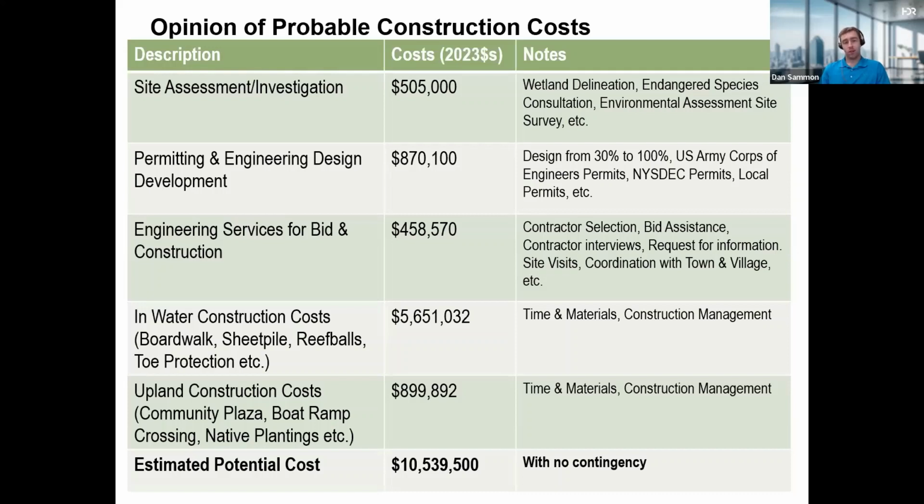And then Barbara and Dave have both made the point of talking about in-water and upland and the different construction costs associated. So for our in-water construction costs, that would be items like the boardwalk, the sheet pile, reef balls, etc. That would be about $5.6 million. With the upland construction costs like the community plaza, boat ramp, native planting, some of those planter items that Barbara was talking about, that would be almost $900,000. So the total potential cost for this project right now with no contingency would be about $10.5 million.